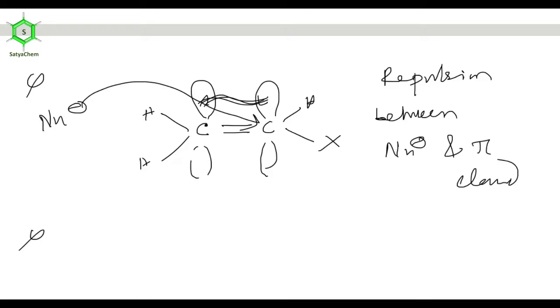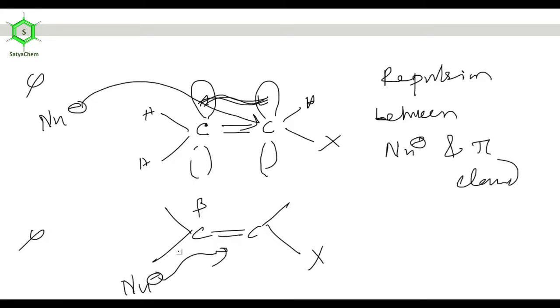Next point is, for an Sn2 reaction, the attacking nucleophile must approach the vinyl halide from the backside of the halogen bearing carbon and in the plane of the alkene. Obviously, this leads to a steric interaction between the nucleophile and the substituent on the beta carbon. This is the beta carbon. When the nucleophile tries to attack from the backside, there will be a steric interaction with this group. Clear?